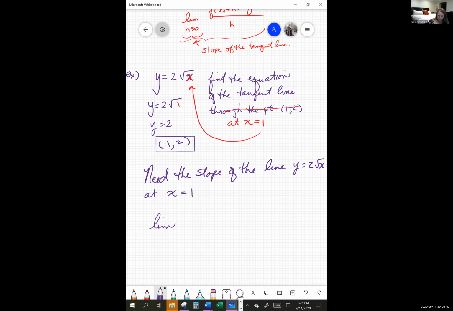In this case, we're looking at the limit as h goes to 0. So we need to go back in here, and instead of plugging in x plus h like we had done in the past, our x value is at 1, so it's going to be 1 plus h. If we want to write this as f of x, just so I can use my notation, in our case, the derivative at that 1, we're going to look at f of 1 plus h minus f of 1 all over h.